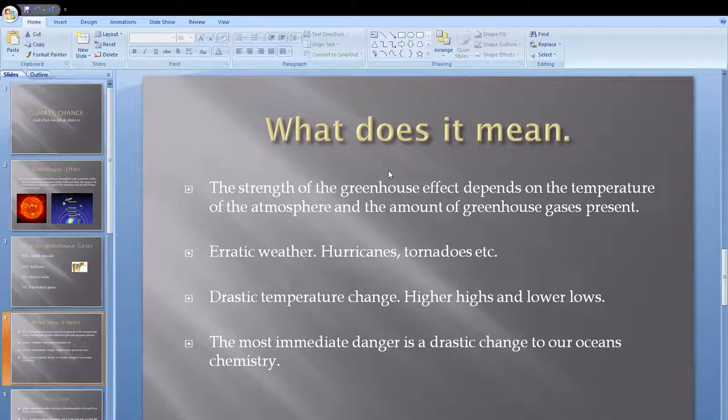It would mean that the strength of the greenhouse effect depends on the temperature of our atmosphere and the amount of greenhouse gases present. The greenhouse effect essentially creates erratic weather, which would mean hurricanes, tornadoes, etc. Drastic temperature changes, which would be higher highs and lower lows. And the most immediate danger is a drastic change to our ocean's chemistry.